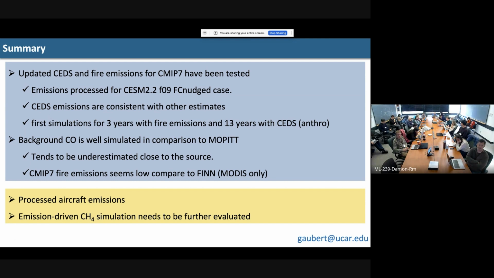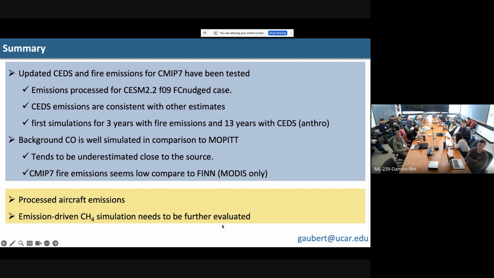Although I should check that the fire emission run has been well set up. Those results are pretty consistent with MOPITT, even for a 13 year simulation. The background CO is quite well simulated, but we tend to underestimate close to the source for the US and China, especially in summer. And the CMIP7 fire emission seems to be lower than FIN, and low compared to MOPITT CO observations.